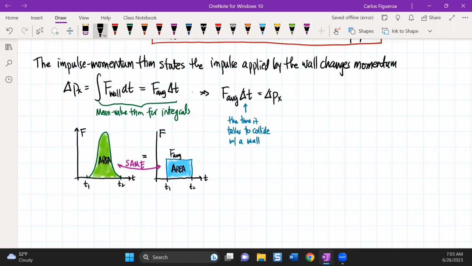So now, here I go. I have calculated the average force, and it's going to be 2mvx divided by delta t. And what you're seeing here is that this is the average force by a single gas particle.